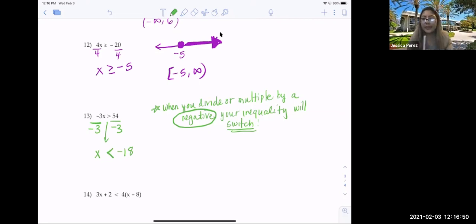So notice how I switched the sign. It was greater than, now it became a less than, and I solved. Negative 3 divided by a negative 3 is an x. 54 divided by a negative 3 is a negative 18. So my inequality flipped. It switched or flipped or whatever you want to call it. So to finish off the problem, our solution set is x less than negative 18. I'll put an open circle on negative 18 and I'll shade to the left. So then my answer is negative infinity up to negative 18. Make sure you have both of them: one is the solution set, one is the interval notation answer.